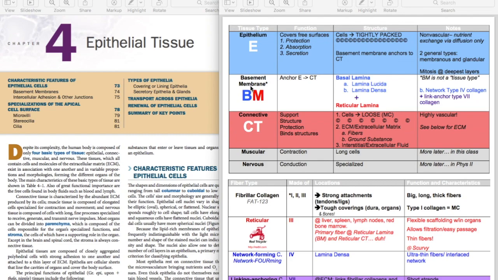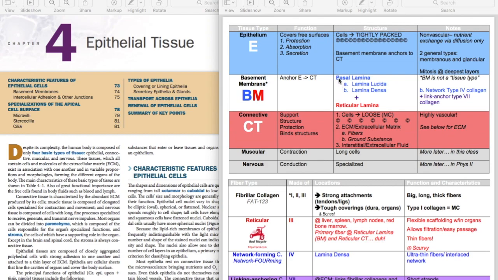Now let's go back to the middle. Basement membrane is what this table is here for. So what it does is it anchors the epithelium to the connective tissue. Okay? It is made of two major parts, a basal lamina and a reticular lamina. Notice that basal lamina is in blue. Reticular lamina is in red.